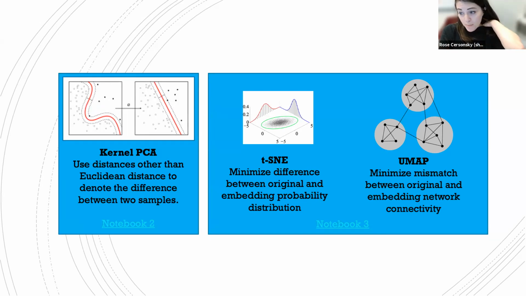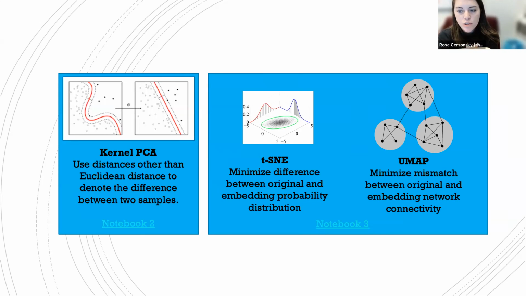Now, UMAP minimizes the difference between the original and the final network connectivity. So that means for every point that we have in our feature space, we choose a number of neighbors. We make a graph over all of our points, and then we make an embedding that tries to best represent that graph in our lower dimension space.